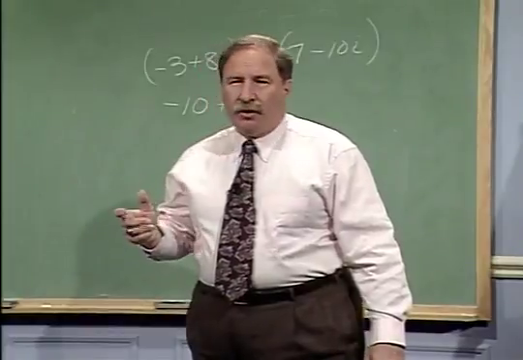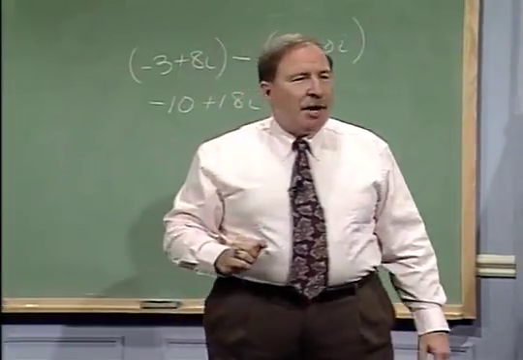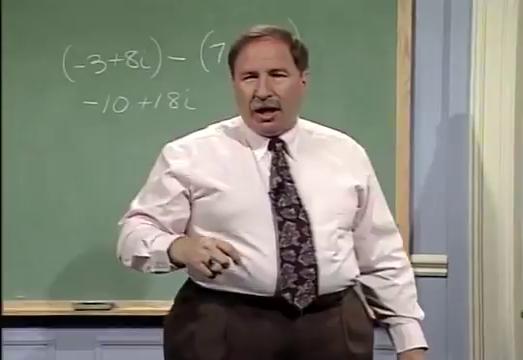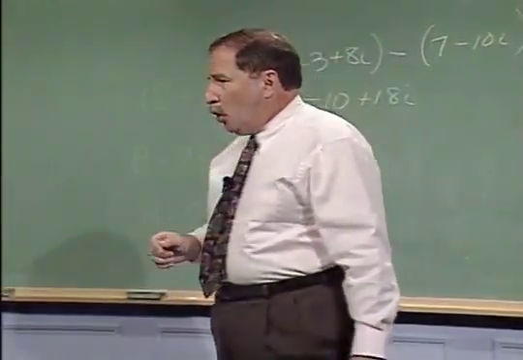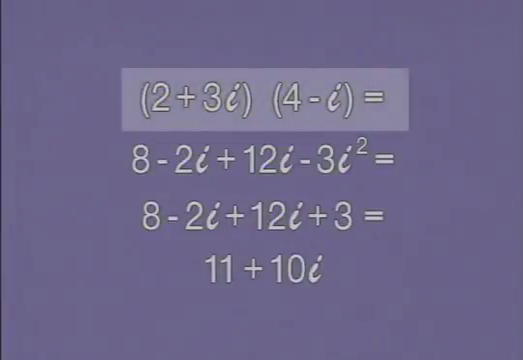All the rules are reversed. You don't have to worry about remembering that. Just remember that i times i is negative 1. Let's look at the next visual, which shows us the multiplication of two complex numbers.